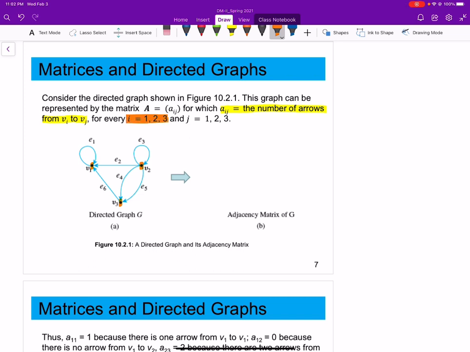All right, so there's a directed graph. These are the indexes. Indexes are actually the corresponding vertices. Now I'm going to put this into a matrix.